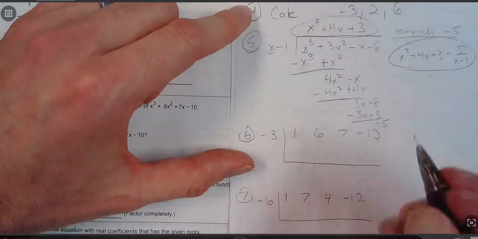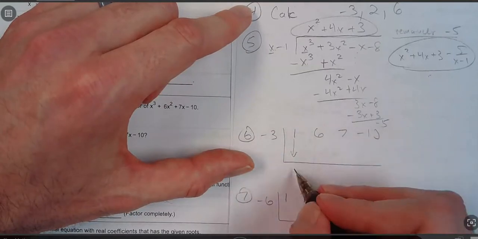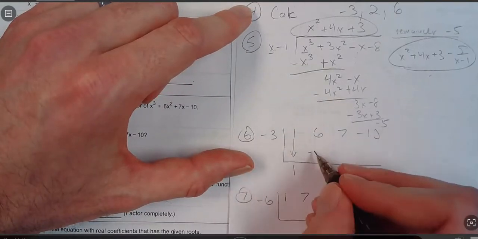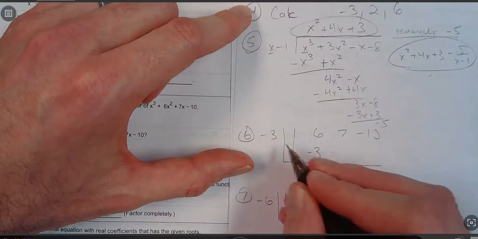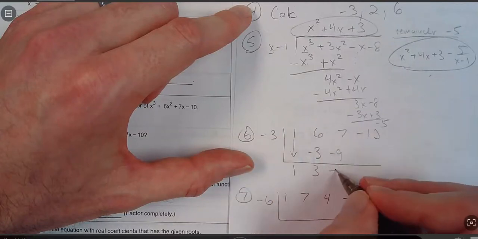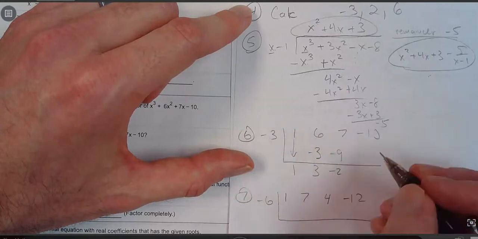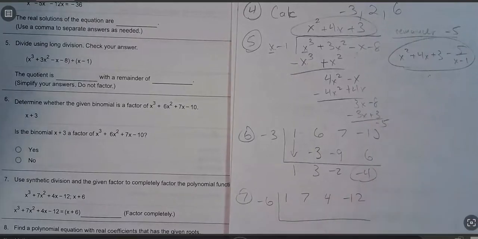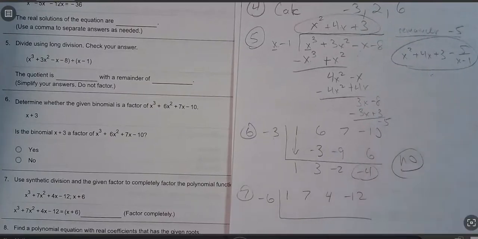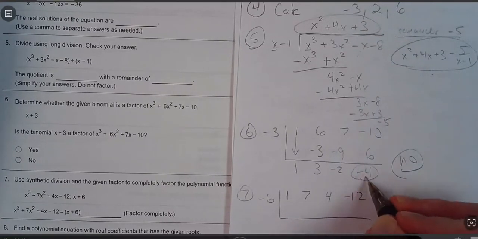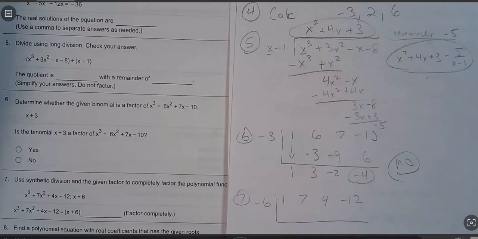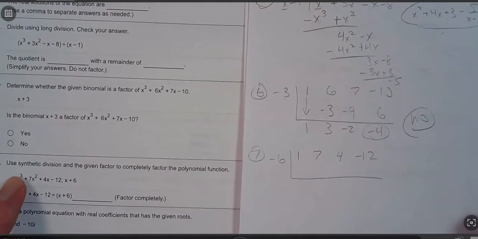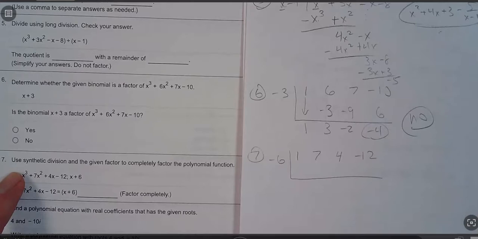So if you remember with synthetic, the first gets dropped down, so 1, and then you multiply. 1 times negative 3 is negative 3. Add straight down, now multiply. Add straight down, multiply. Add straight down. So I got a remainder of negative 4. If you're dividing, you get a remainder, that means it's not a factor. So no, not a factor because I had a remainder. If yours has 0 there, then the answer is yes.